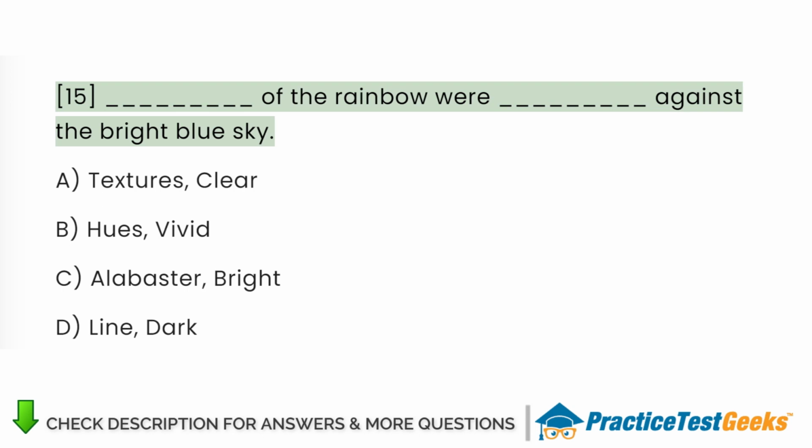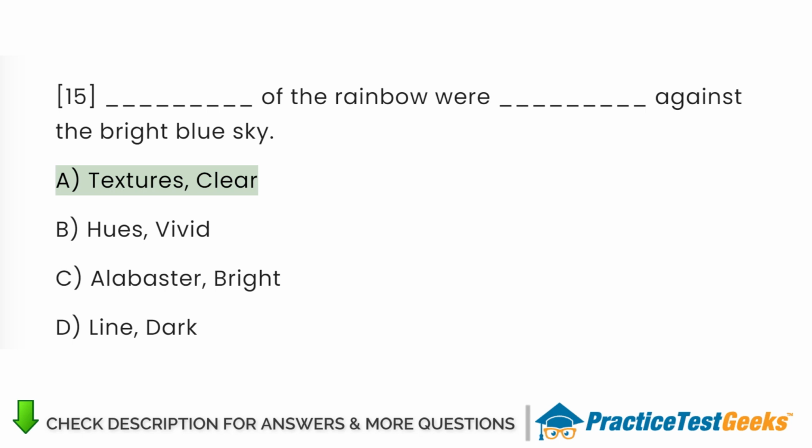Of the rainbow were against the bright blue sky. A. Textures, clear. B. Hues, vivid. C. Alabaster, bright. D. Line, dark.